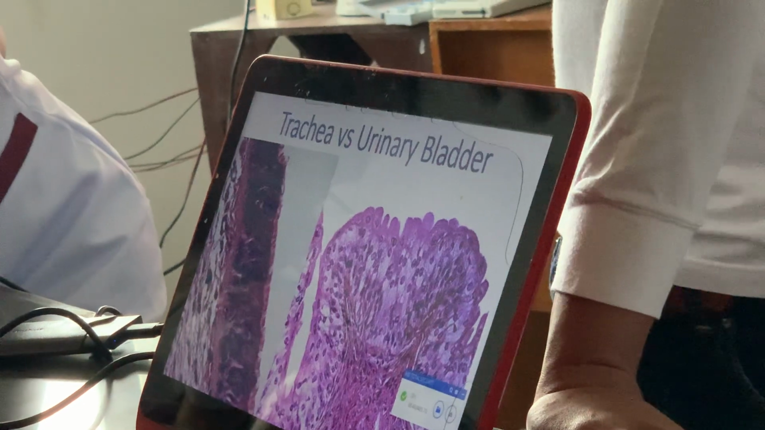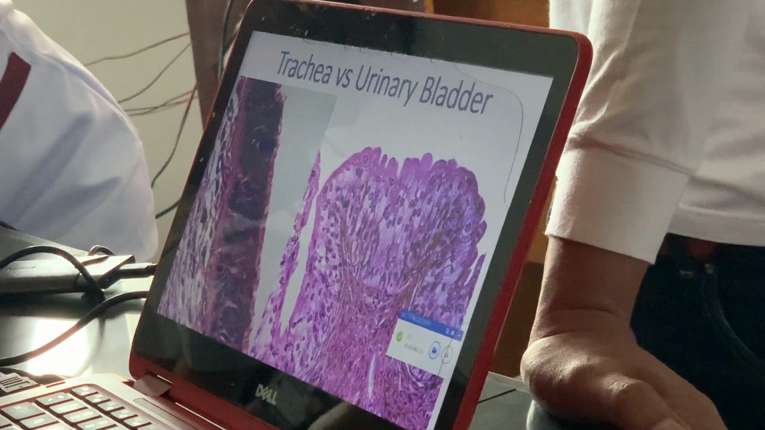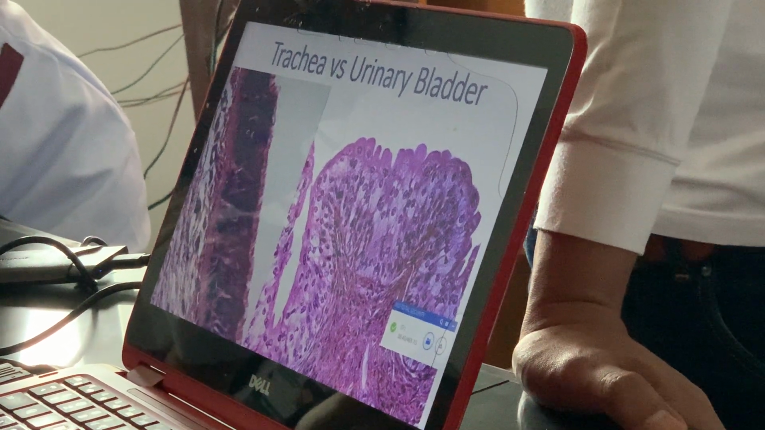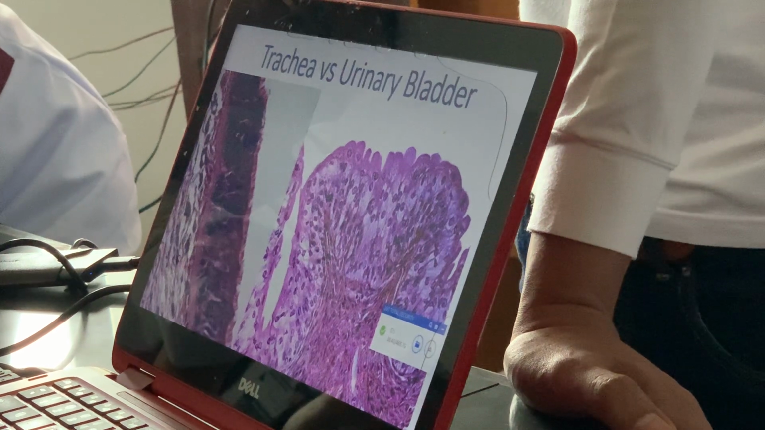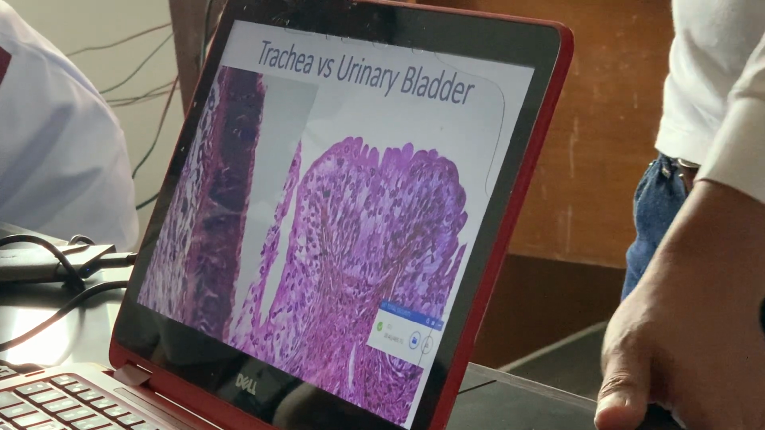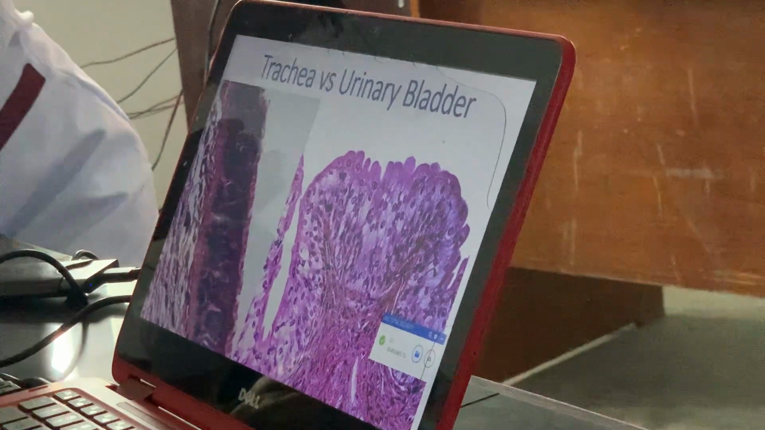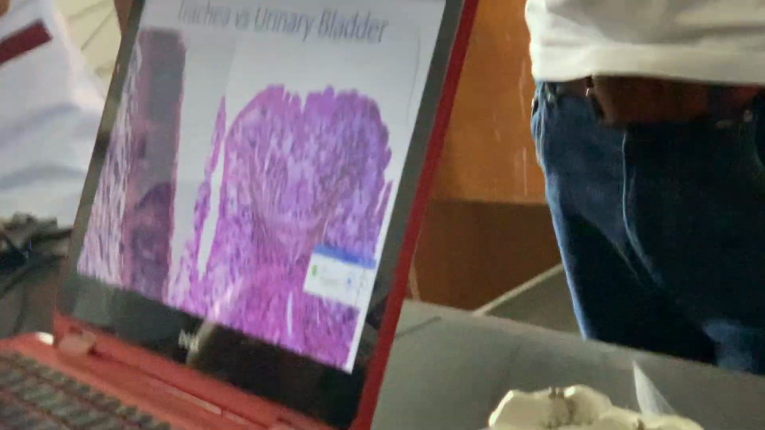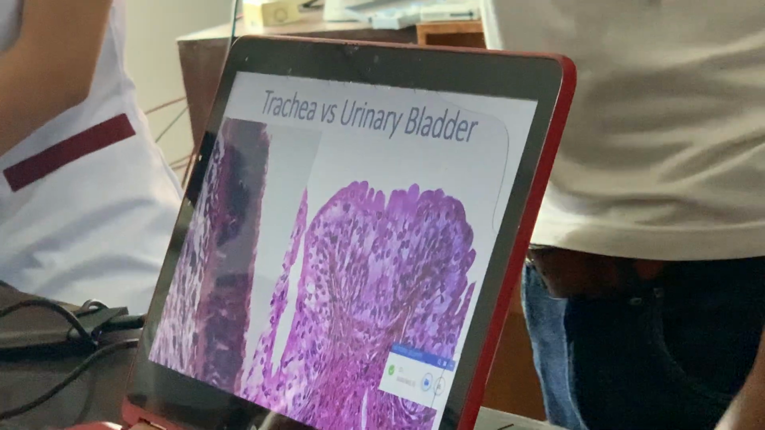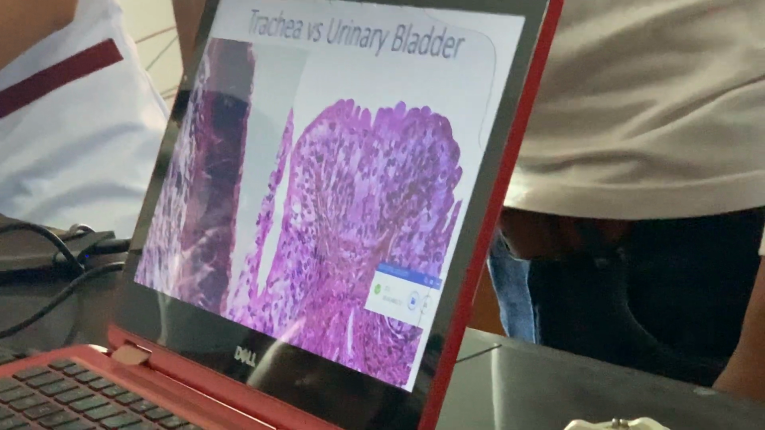Those that belong, even the lymphatics, are lined by simple squamous, but the term is what? Endothelium. Again, simple squamous, the term is really endothelium.